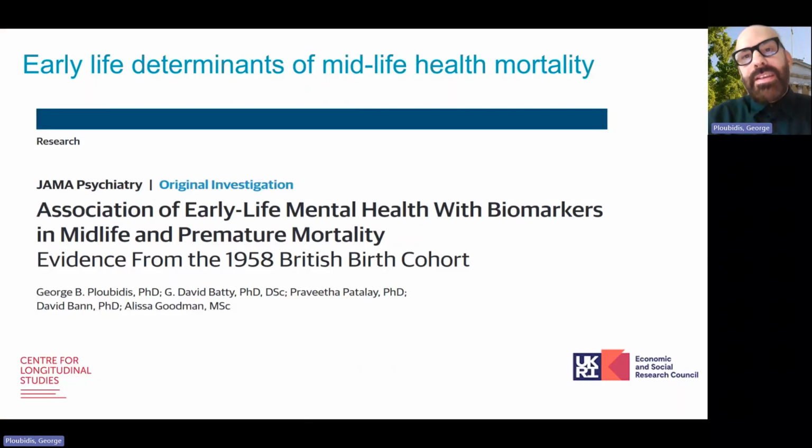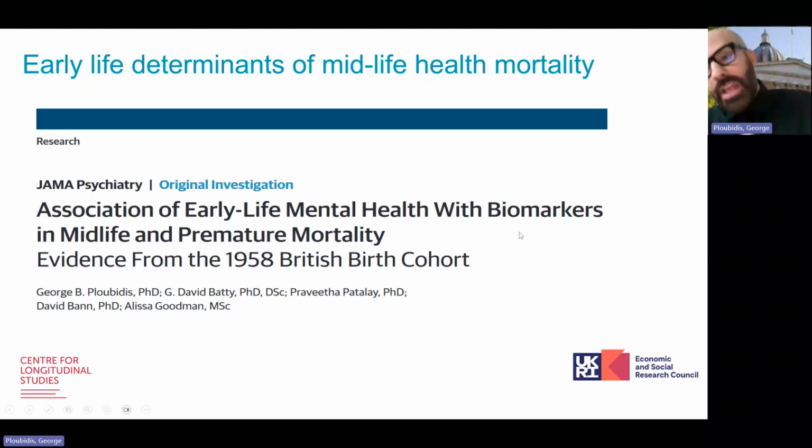To give you an example of this kind of work, maybe what is a bit less known is about one of the important findings, among others, of course, from the British birth cohort, is that early life mental health has a very strong impact, and I'm using causal language here on purpose, impact on various outcomes in midlife or later on, social, economic, and health outcomes. This is one of the papers that we did recently on the 1958 British birth cohort, looking at health in midlife, utilizing some of the biomarkers we have available, but also mortality data.